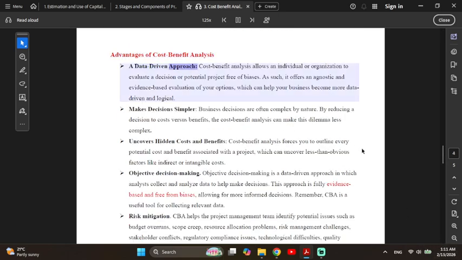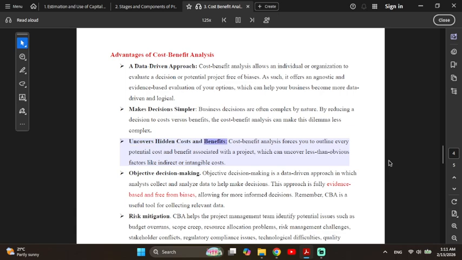Advantages of cost-benefit analysis. A data-driven approach, cost-benefit analysis allows an individual or organization to evaluate a decision or potential project free of biases. As such, it offers an agnostic and evidence-based evaluation of your options, which can help your business become more data-driven and logical. Makes decisions simpler. Business decisions are often complex by nature.